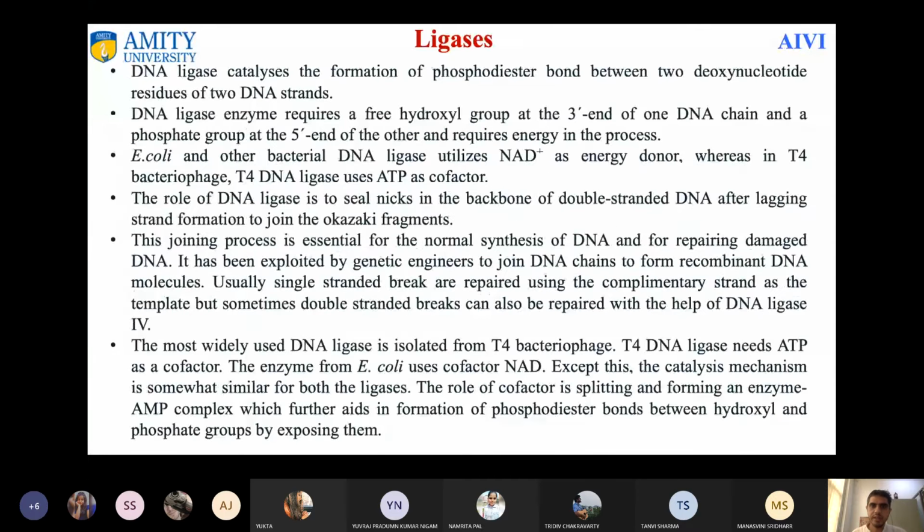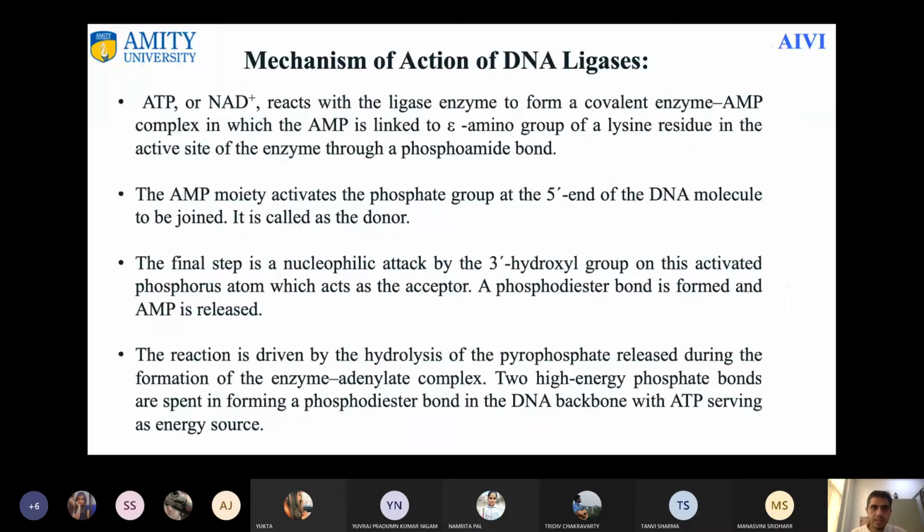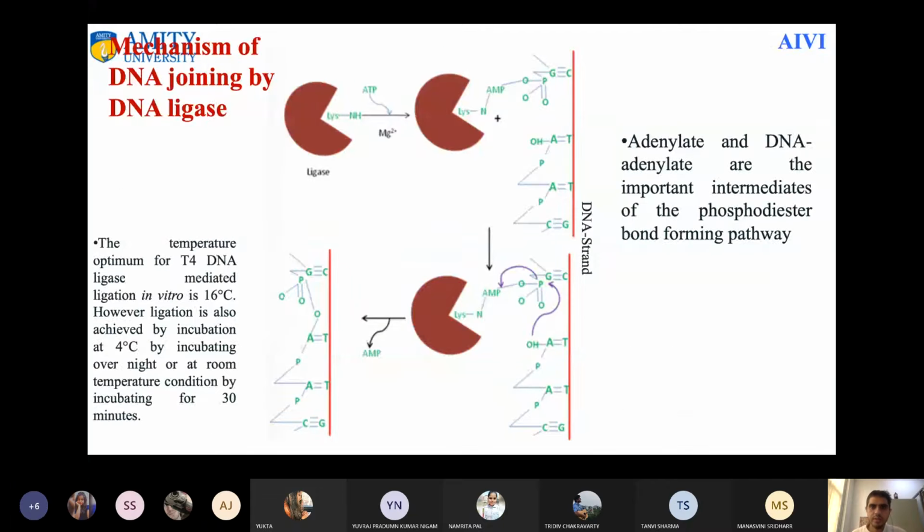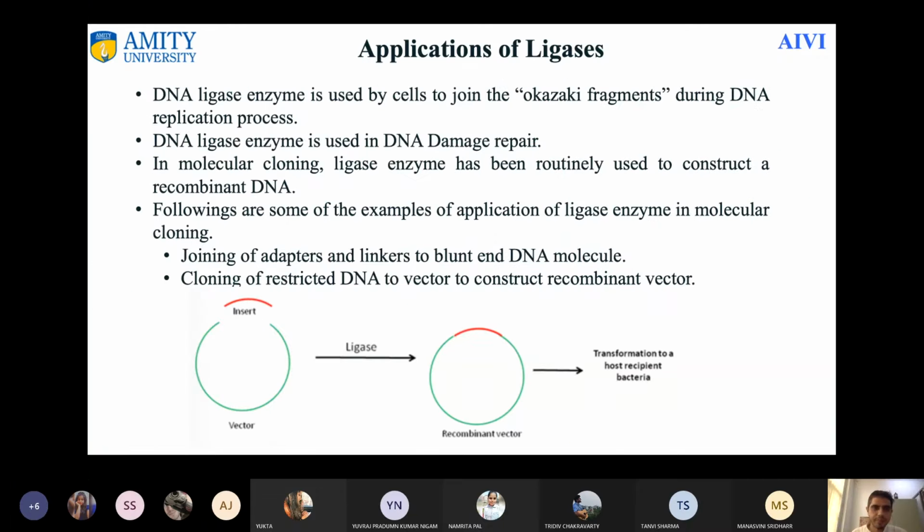Then applications were done, and after that we talked about ligases. The job of ligase is reverse to the job of restriction enzymes. Restriction enzymes break the phosphodiester bond, while ligases generate the phosphodiester bond. We covered the requirement and the mechanism of action. There are three steps: first activation, then loading onto the enzyme, then joining. Energy is required in this process, and it is provided either by NAD or ATP.